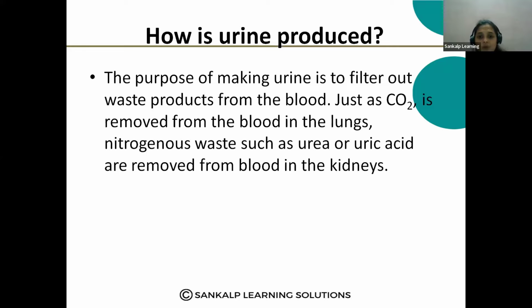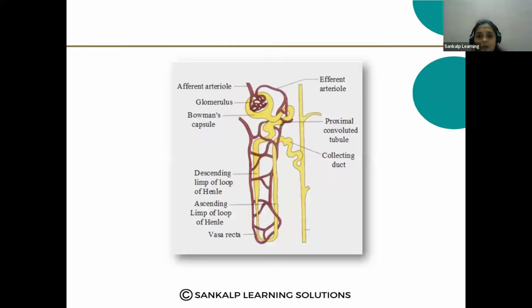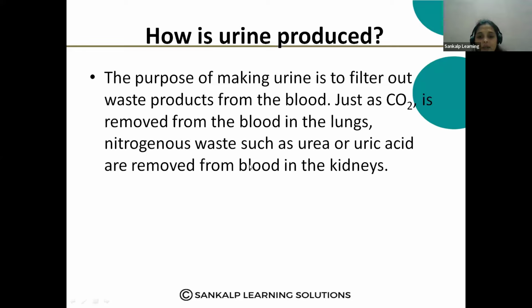Just as CO2 is removed by the lungs, nitrogenous waste such as urea and uric acid is removed from the blood by the kidneys. Inside the blood, some nitrogenous wastes are there, and those will be removed in the form of urine from our body. That process takes place inside the kidney, where there are specialized structures called nephrons.